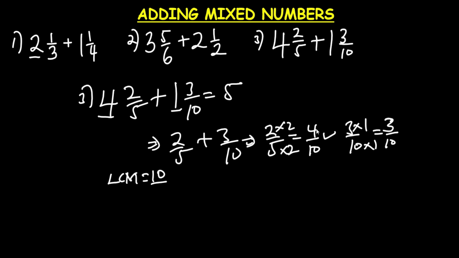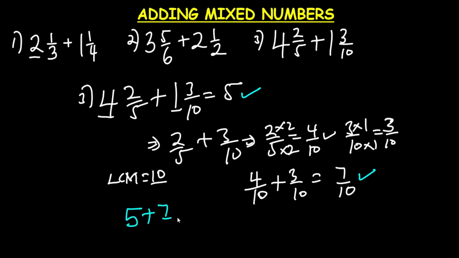I now add the fraction parts, which are 4 over 10 and 3 over 10. 4 over 10 plus 3 over 10 gives me 7 over 10. Now I have the fraction part, which is 7 over 10, and I also have the whole number, which is 5, and then I add them. 5 plus 7 over 10 will give me 5 whole number 7 over 10.